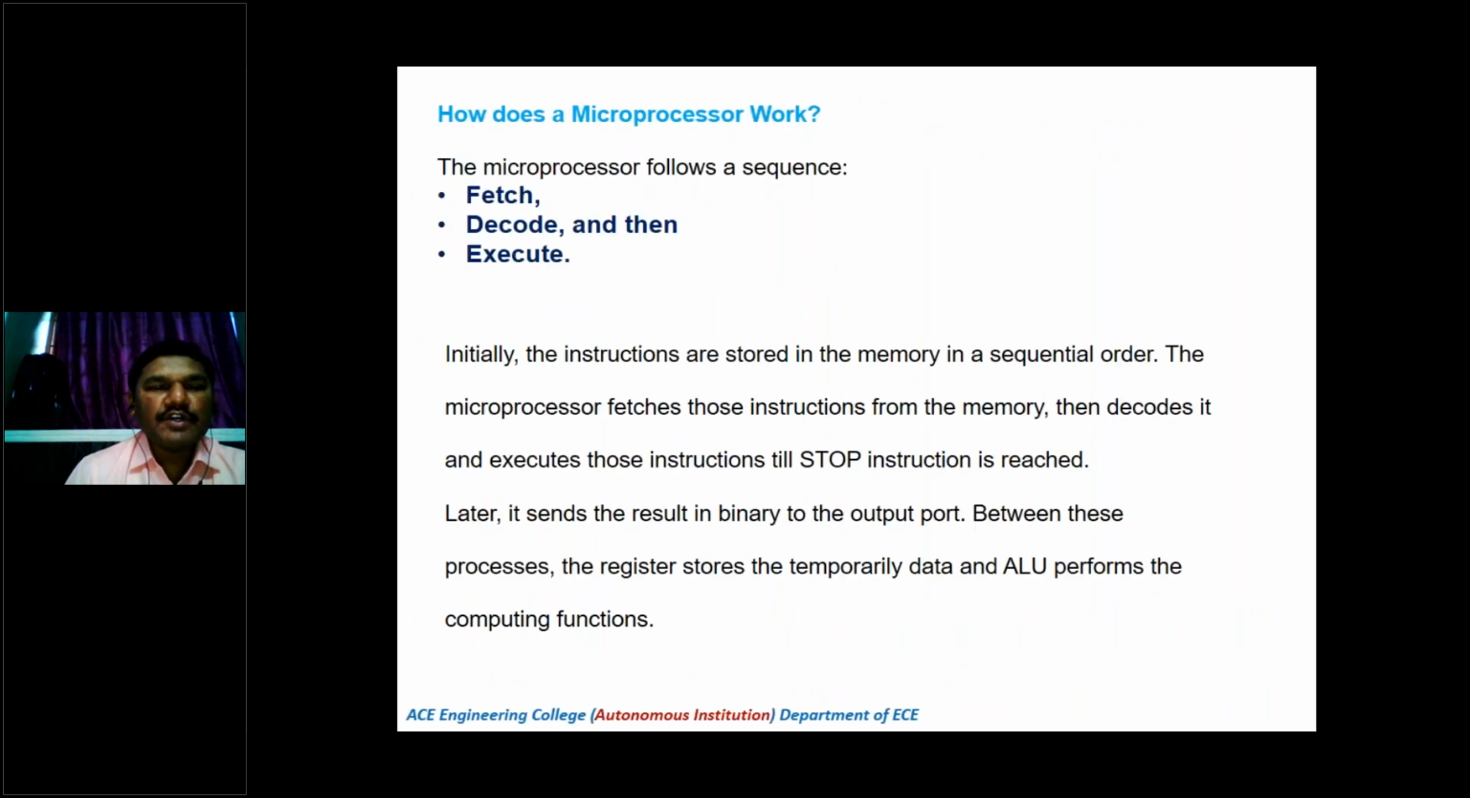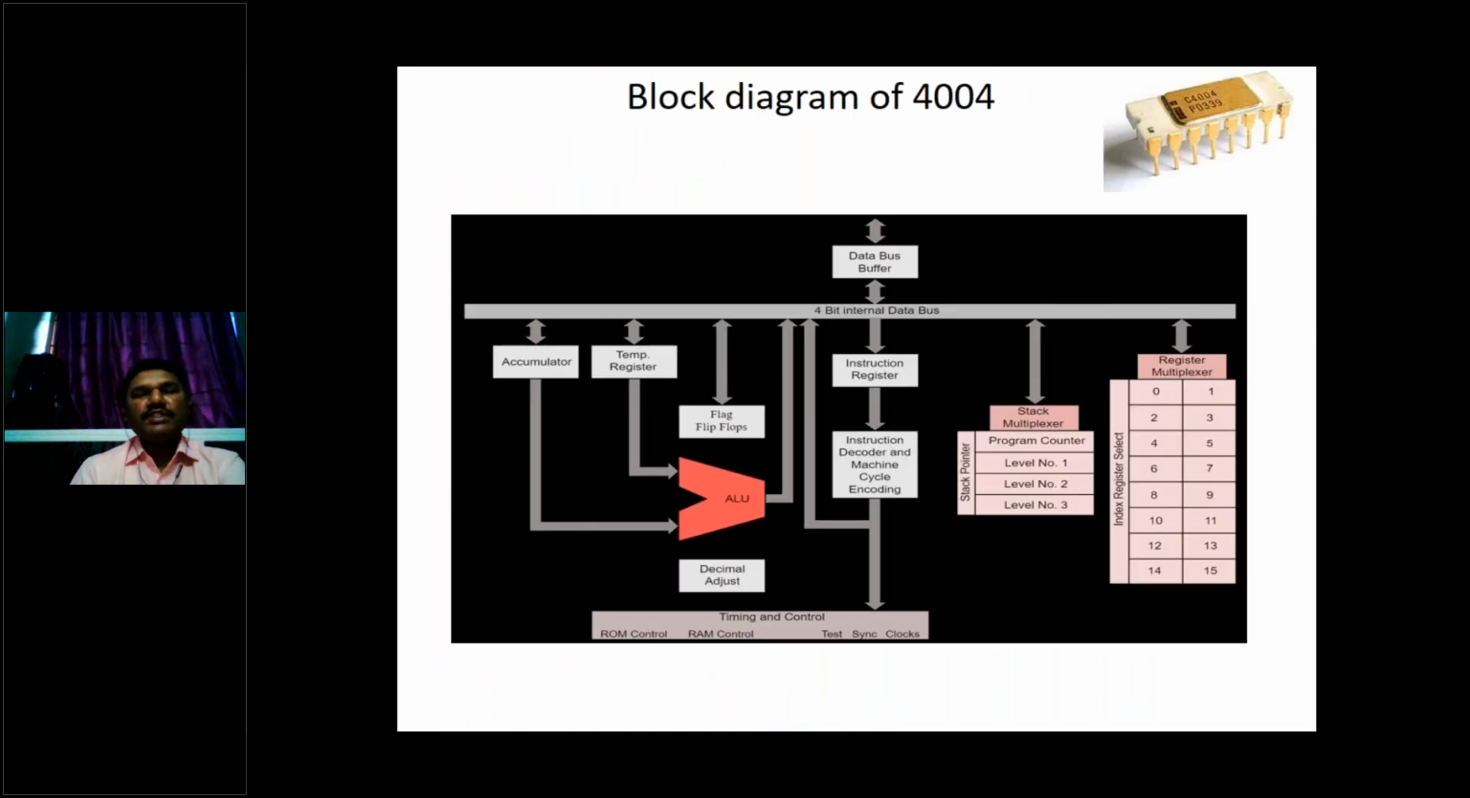And I have already explained the need for a microprocessor. This is what we call fetch and decode. Based on this fetch and decode, the 4004 microprocessor has one ALU, one flag register, and different registers. And this is called the control unit.